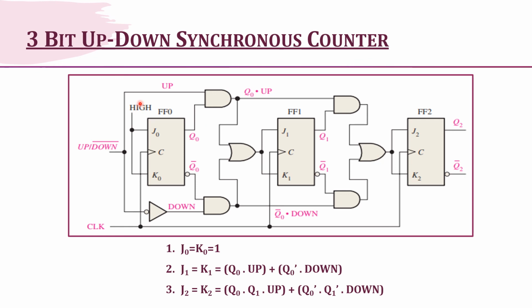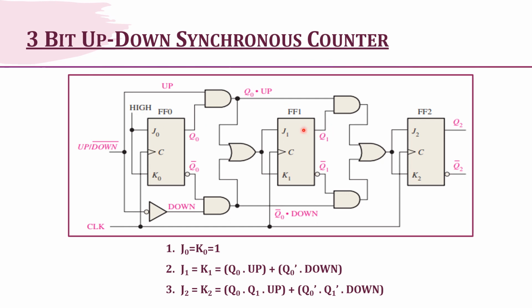Then since it is an up-down counter, we need to have one more additional control line, that is the up or down complement line. So when this line is equal to 1, it performs the up counting, and if it is 0, it performs the down counting. So we need to have one inverter on the same line to perform this second operation. As we said, the J and K terminals of F0 are connected to logic 1.